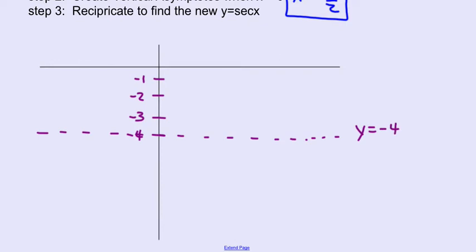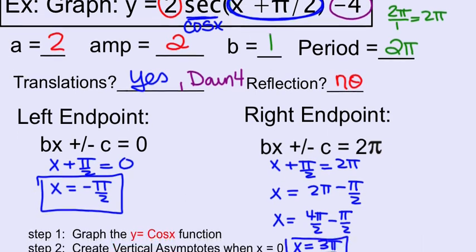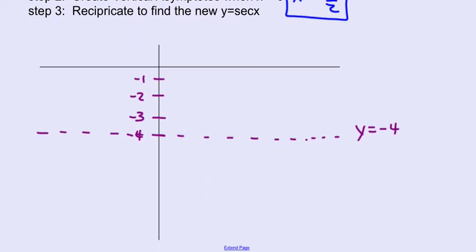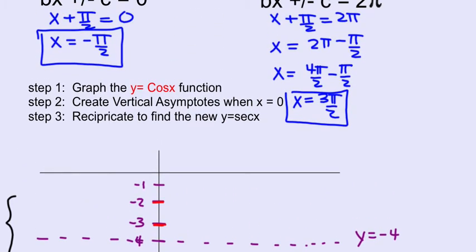Then the next thing I do is I talk about my amp. My amp is 2 units. So I'm going to go 2 units up and 2 units down. So up 2 and down 2. So my graph is going to exist from negative 2 to negative 6. That's my range. Then I talk about my left endpoint. My left endpoint is negative pi over 2.